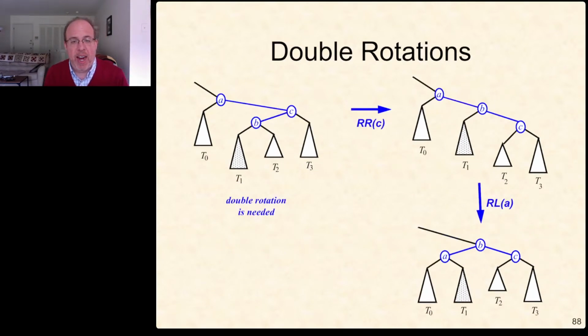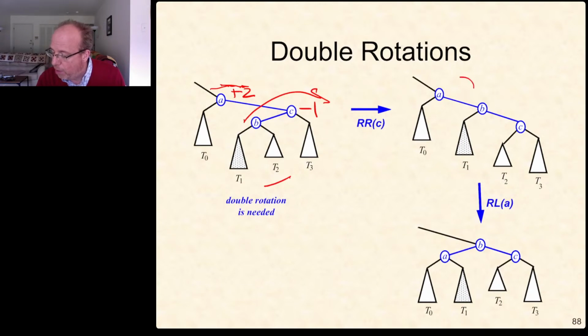If we have this jagged situation, so it's right heavy at the top and left heavy at the second level, we need a double rotation. So this is a +2 out of balance, and this is -1 in balance but left heavy. Then we need a double rotation, a right rotation at C, which gives us this tree, and then a left rotation at A, which gives us this tree.